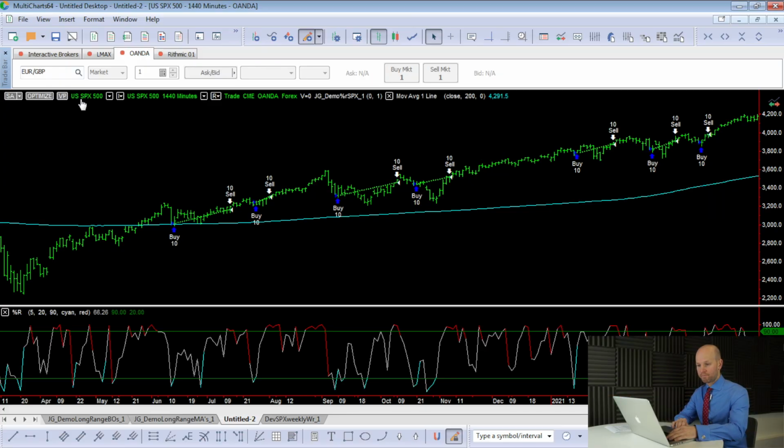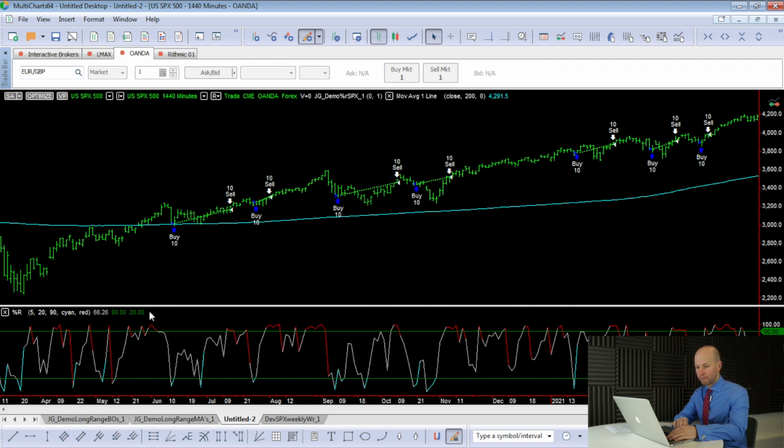So daily chart of the SPX 500. This cyan line is our 200 period moving average. You can see we've got no trades when the closing price is less than the 200 moving average. As soon as the price comes above it, we can start taking trades.